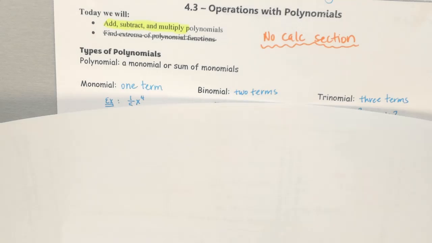All right, so in 4.3, this is our no calculator section. We're doing operations with polynomials. And the operations we're going to focus on are adding, subtracting, and multiplying. So this is going to be a no calculator section.